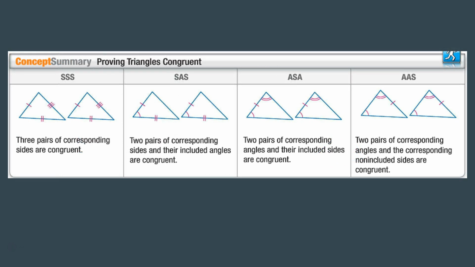Alright, so here is just a quick little summary of all the different ways to prove triangles are congruent that we've learned so far. Side, side, side: all sides of both triangles must be congruent. You can also prove it with side, angle, side. Then we have angle, side, angle. And last but not least, we have angle, angle, side. If we have proven any one of these, we know that our triangles are congruent.